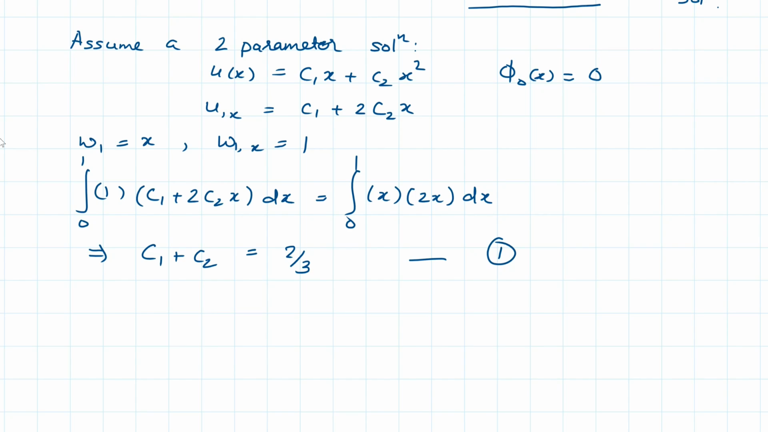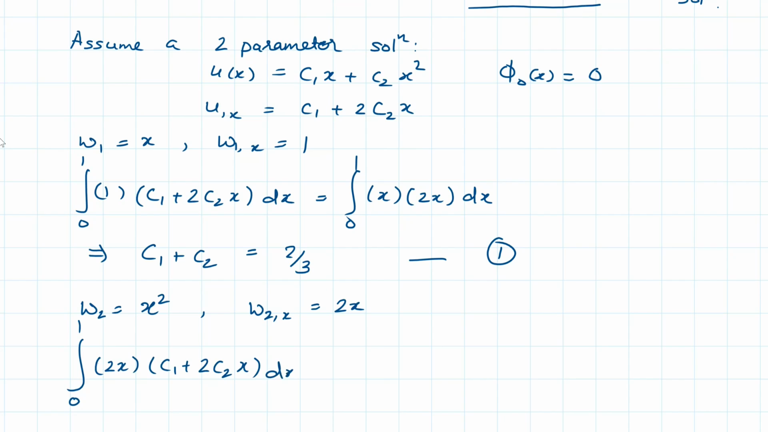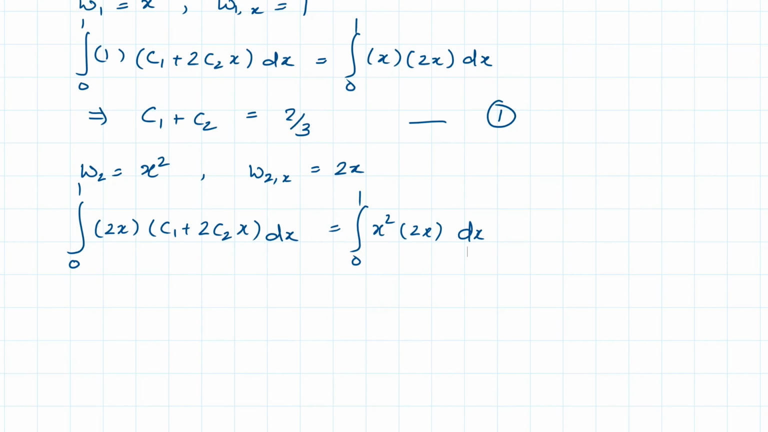Okay, now consider our second weight function w2 is equal to x squared. Then we can write w2'(x) is equal to 2x. Okay, and we end up with another equation, which is 2x times c1 plus 2c2x dx is equal to integration from 0 to 1 of x squared times 2x dx. And simplifying this, we'll end up with c1 by 2 plus 4 by 3 c2 is equal to 1 over 2.